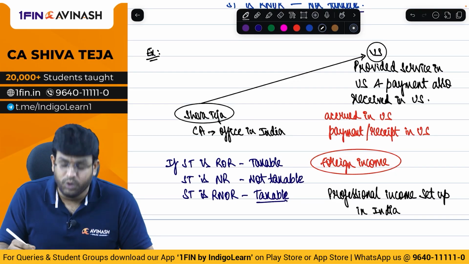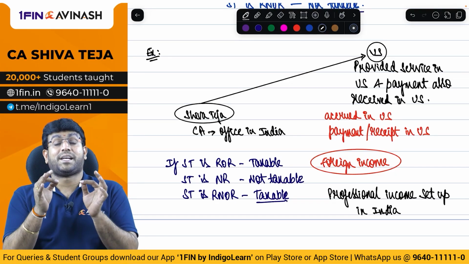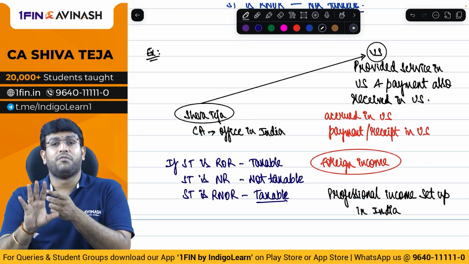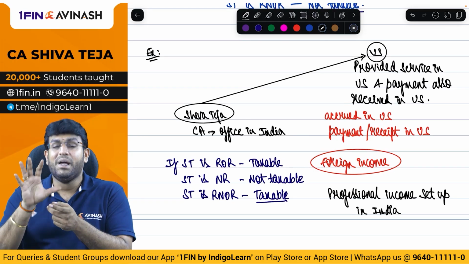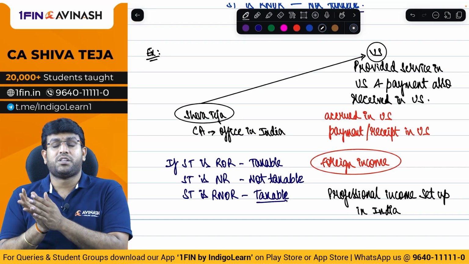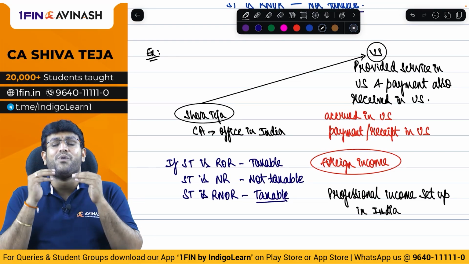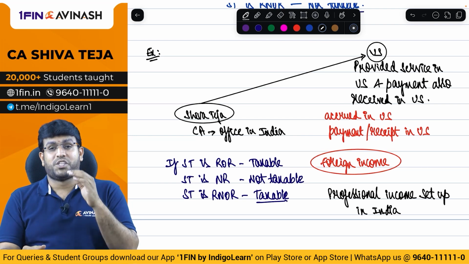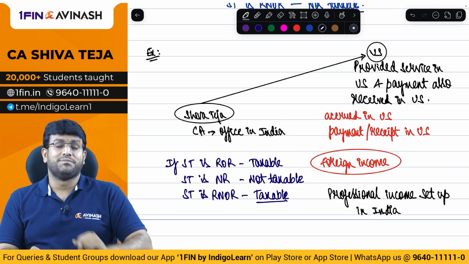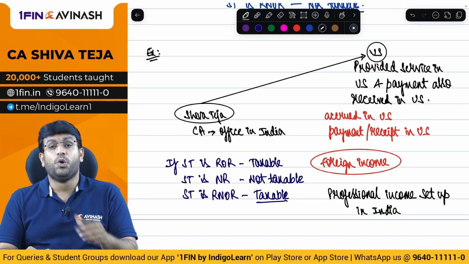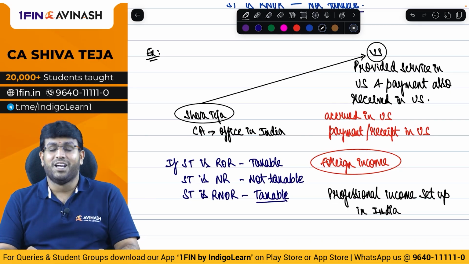So I clearly told you that foreign income is taxable for RNOR in two cases. Number one, business income which is controlled wholly or partly from India. Number two, professional income set up in India. That is the story of this very, very important concept of section 5, scope of total income. Extremely important. Lot of questions will be solved on this. No doubt about it. Clear?